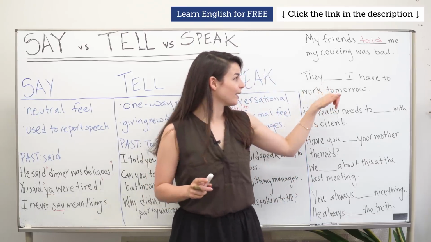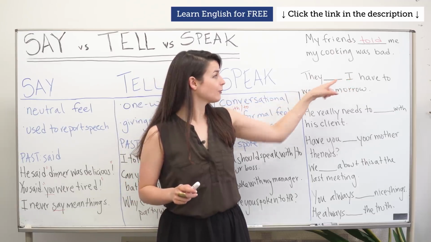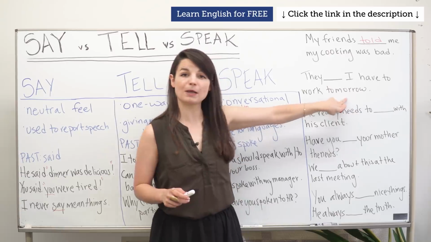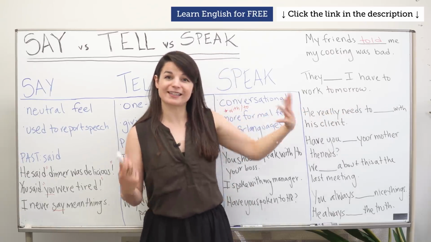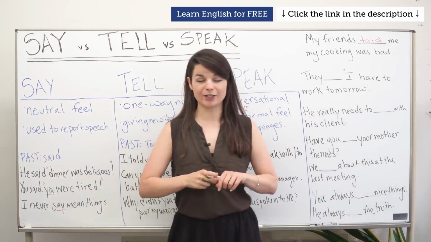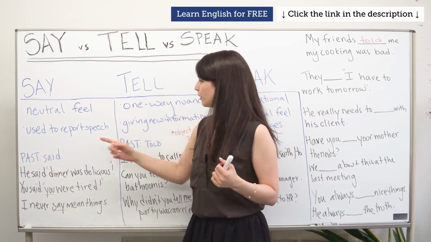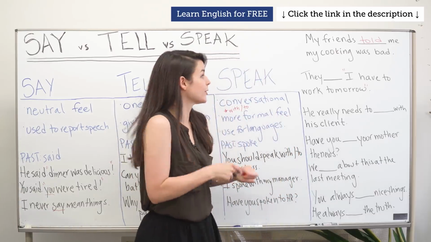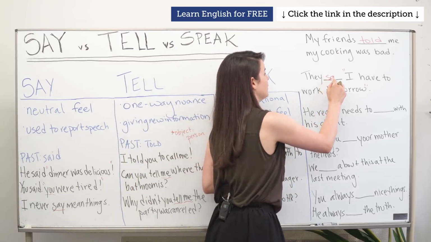Okay, next one. They something something, I have to work tomorrow. So here, I have to work tomorrow. This is maybe just information. It sounds like somebody passed some information to me. So if I want to think of this as reporting speech, I would use the verb say in the past tense, said.